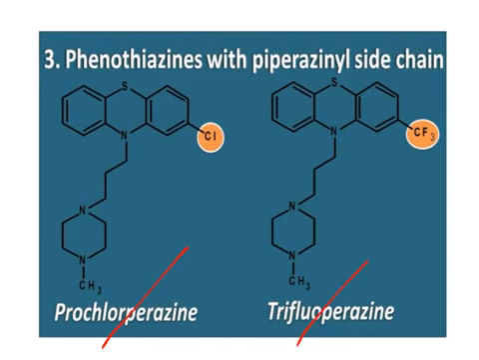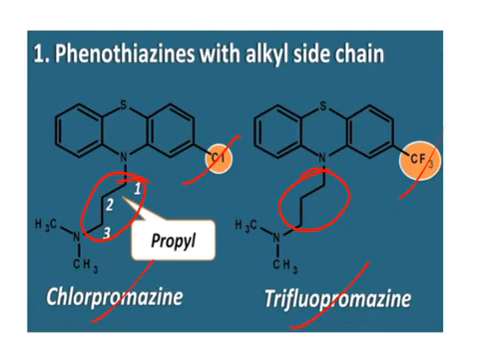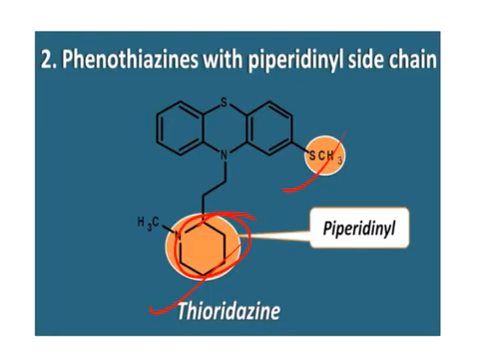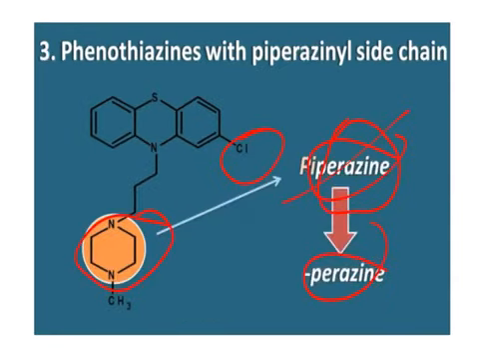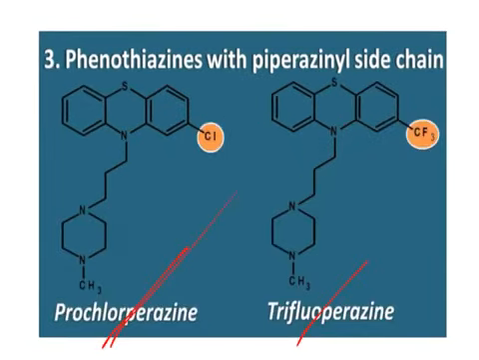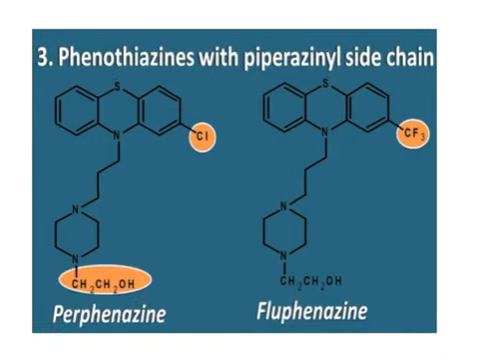So these are the classifications of phenothiazine antipsychotic agents. The first one with the alkyl side chain: chlorpromazine, triflupromazine. The second one is the piperidine ring, that is thioridazine. The third one with the piperazine ring: prochlorperazine and trifluoperazine. Again, perphenazine, and if this group is different, it is fluphenazine. We will draw the structures of these examples: perphenazine and fluphenazine.